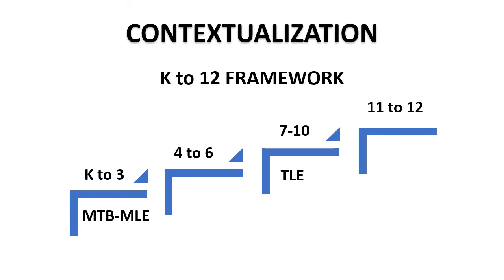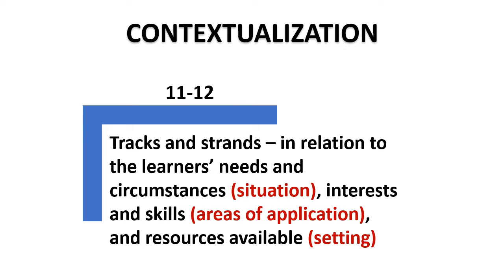So these contextualizations are present, apparent, and clearly integrated in our stages of the K to 12 framework. So for grades 11 to 12, mas lalo nang obvious doon because we are offering tracks and strands. Yung mga tracks and strands, we base that in relation to the learner's needs and circumstances. So makakapili ang bata kung anong track or strand niya gustong mag-enroll. So that is the learner's needs and circumstances. So that is situation. We enhance the curriculum to a given or local situation. Interests and skills of the learners, that is area of application, as mentioned a while ago. And then also the setting, the resources available in their locality.